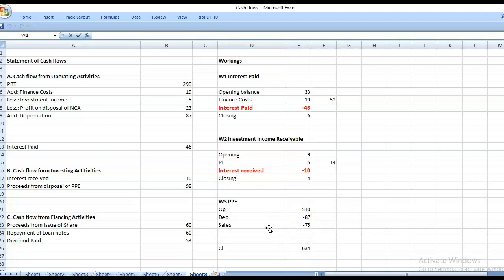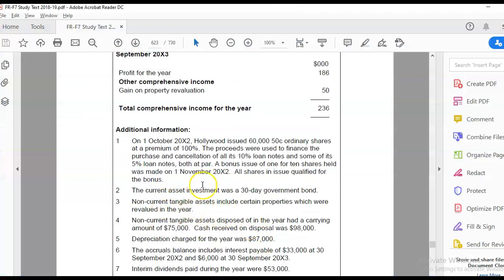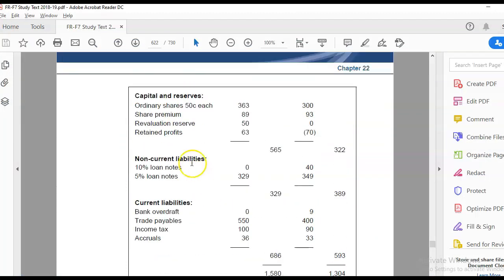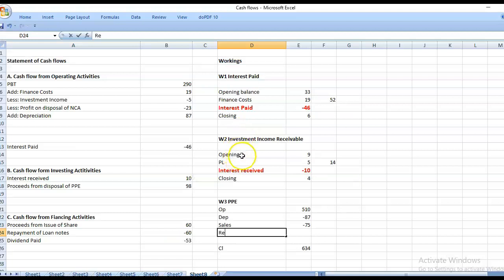Then I have to check if there is any revaluation. Well, the examiner mentions in the note that there is revaluation. You would know from the equity side. So from 0, your revaluation reserve is becoming 50. For sure, there is a revaluation increase.